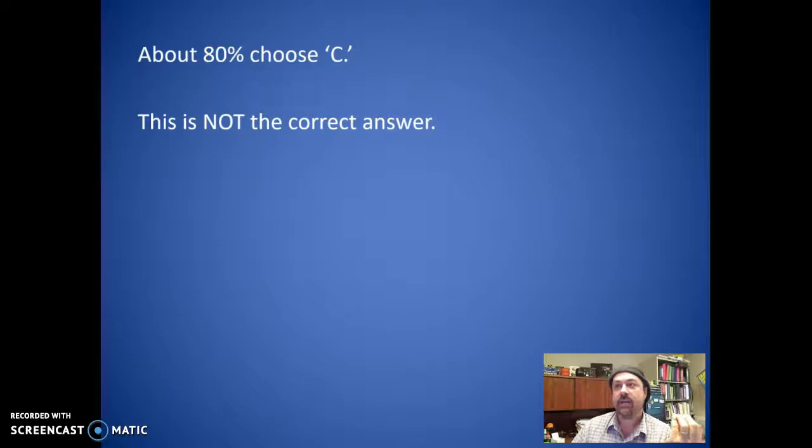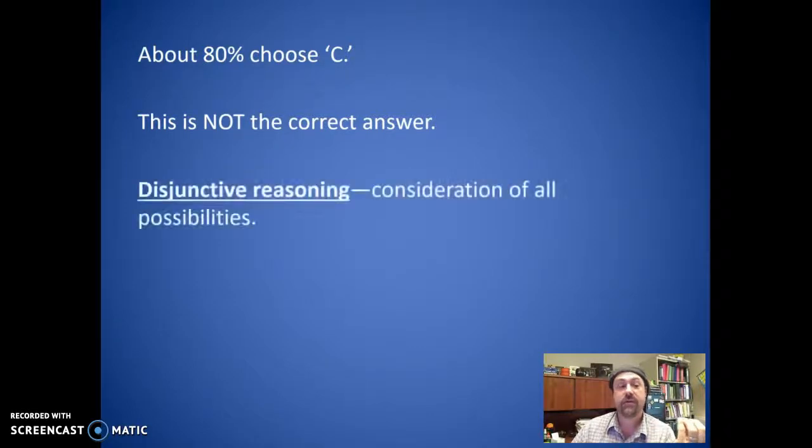question utilizes what Keith Stanovich refers to as disjunctive reasoning, which is the consideration of all possibilities. So let's look at this again and consider all of those possibilities.